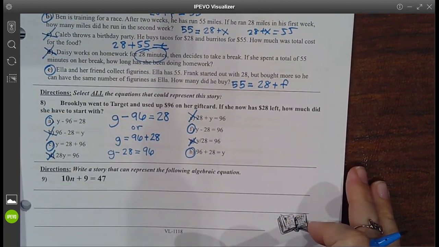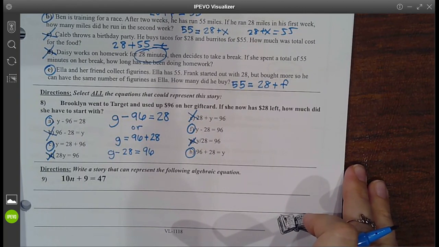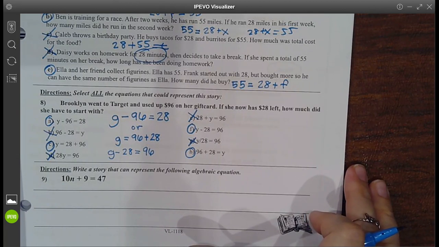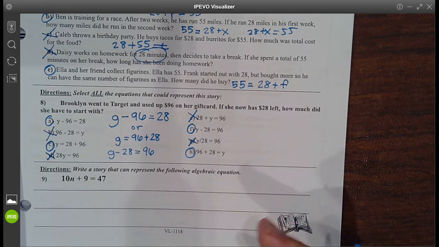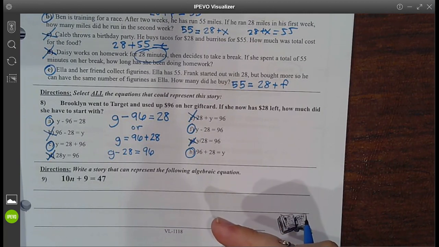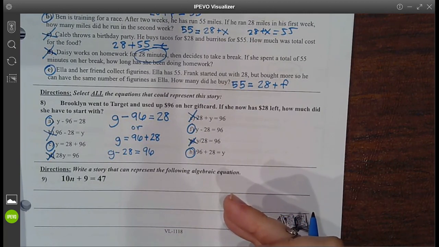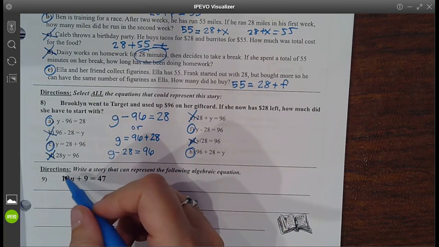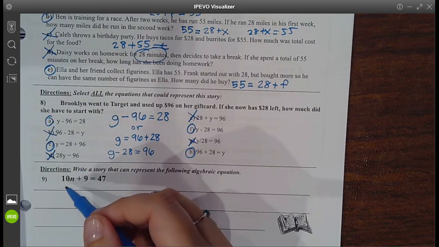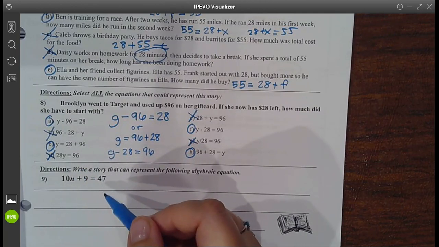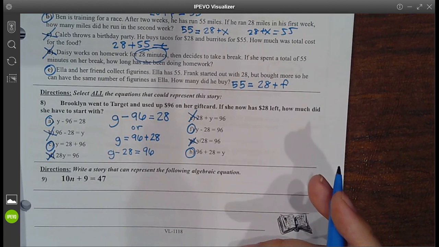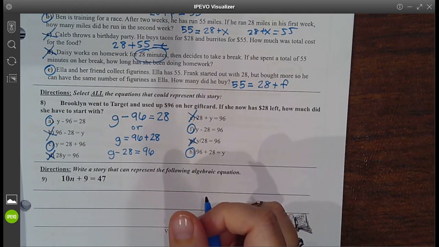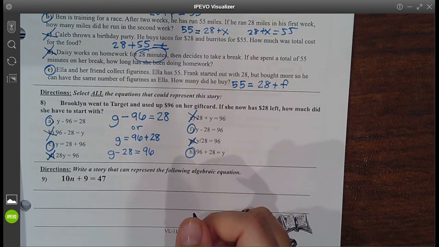And then the last one says, write a story that can represent the following algebraic equation. So definitely pause it, try to come up with some scenario, and then unpause it. Okay, now that you're back with us, obviously I can't even give you all the answers here. There's an infinite amount of possibilities. But as long as you have any relationship where you need to multiply 10 with your variable and then add 9 to it for a grand total of 47, you're going to end up with the right answer. Okay? But hopefully your story was very entertaining. I look forward to reading them.